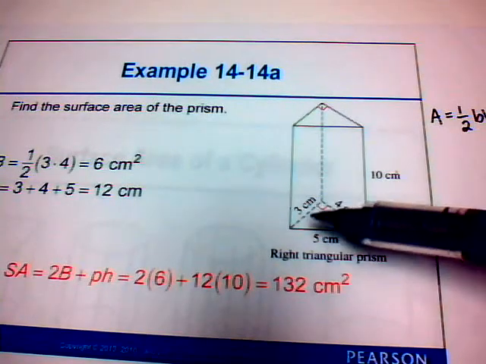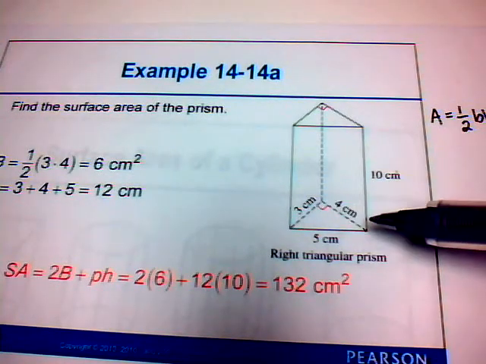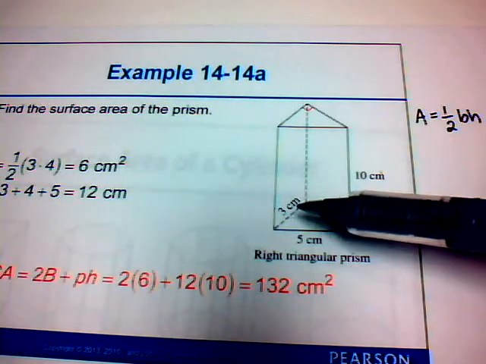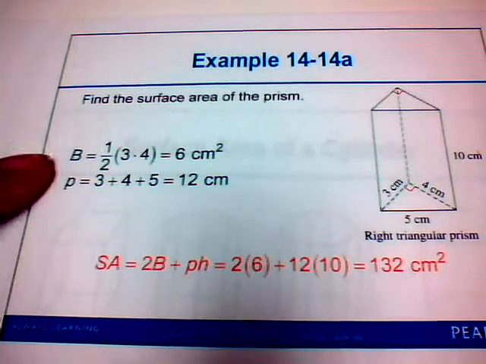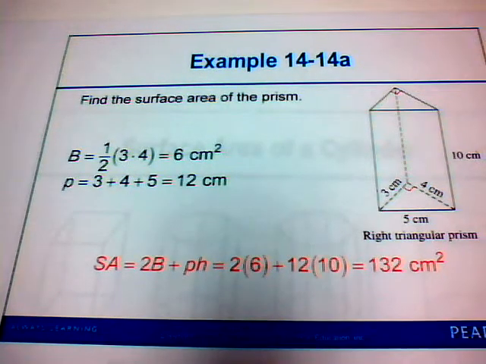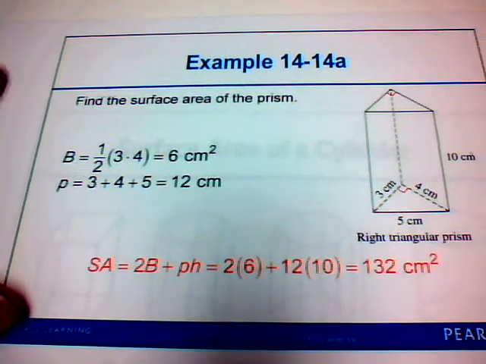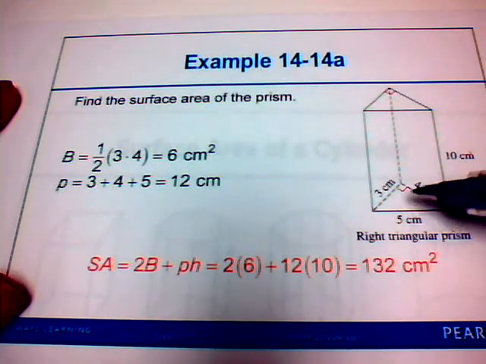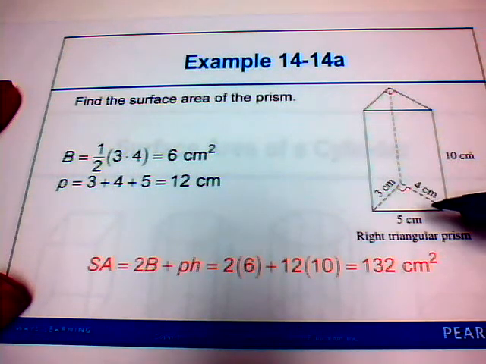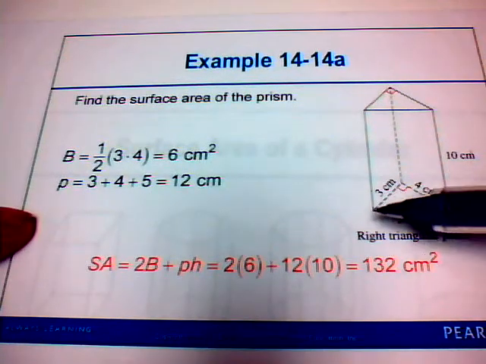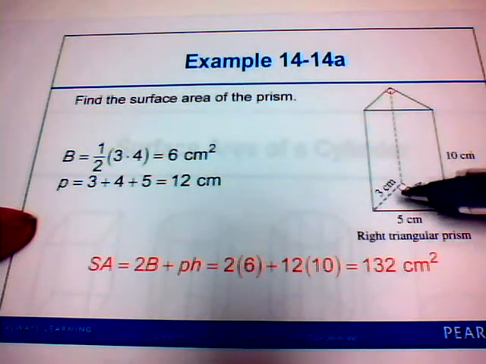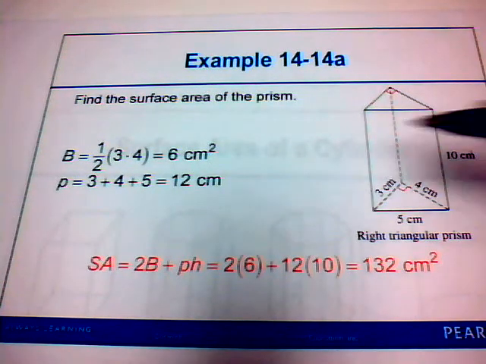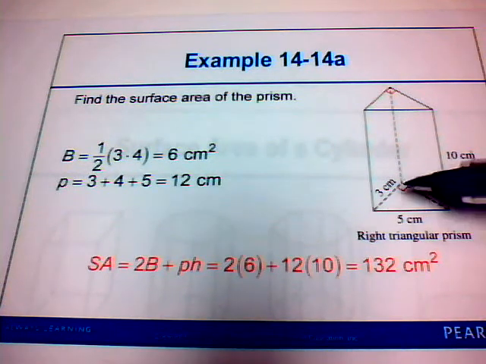In this case, the base and the height of that triangle are perpendicular, so we have to use 3 and 4. The base is 3, the height is 4. So here you have 1/2 of 3 times 4. 3 times 4 is 12, and 1/2 of 12 is 6. So this base area is 6 square centimeters. The perimeter is going to be the sum of the lengths of the sides of that triangle. So you add the 3, the 5, and the 4 together, and you get 12 centimeters. That's the perimeter of that triangle.